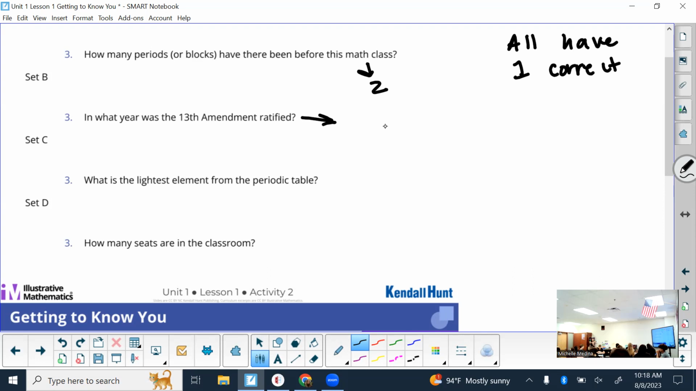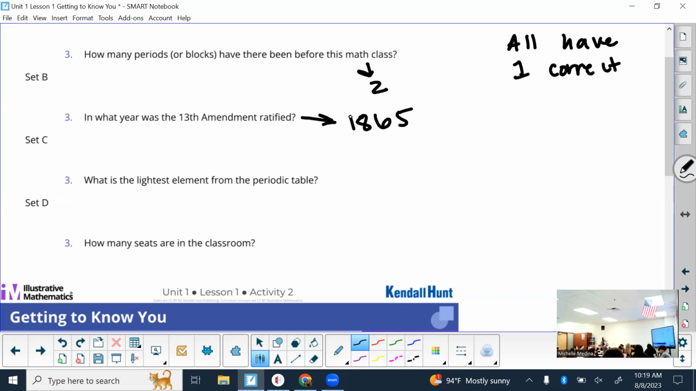What year was the 13th Amendment ratified? Okay, so mine says 1865. All right, now, did some of you probably guess and your person wrote it down? Probably, but is there multiple years that the 13th Amendment was ratified? So there's only one actual correct answer for that.